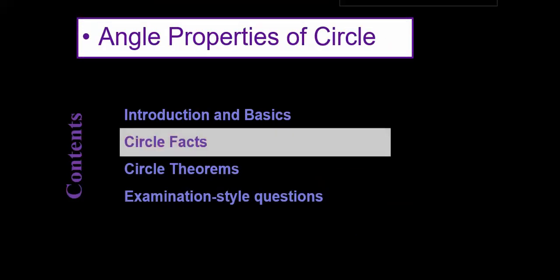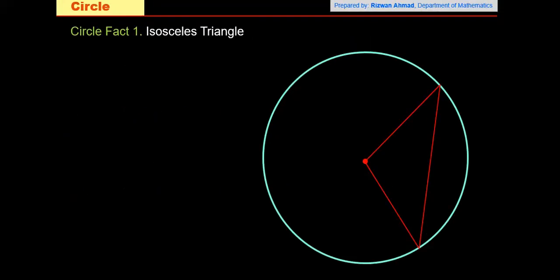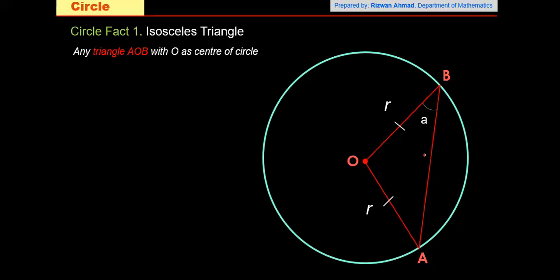Now there are some facts about the circle. So let's see those. This is the first fact: any triangle which is made by a chord and its endpoints joined to the center of the circle is always an isosceles triangle. The reason why it is isosceles is that this is the radius as well as this is the radius. So two sides are equal, so the angles opposite to them will also be equal. That's why it is an isosceles triangle. So if these angles are A and A, this angle will be 180 minus 2A.